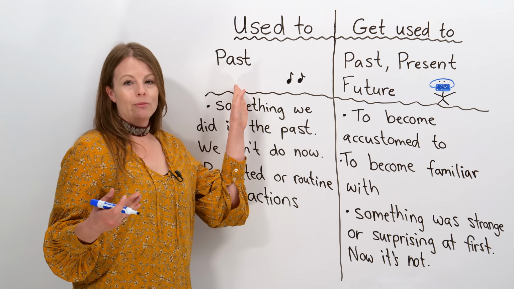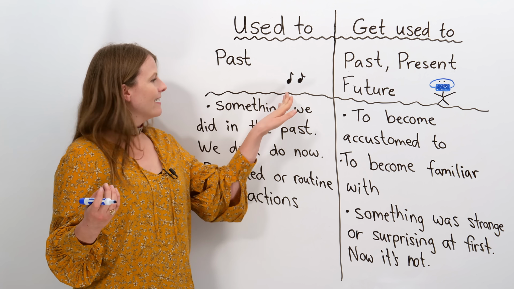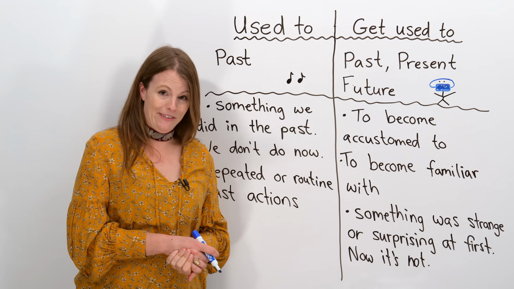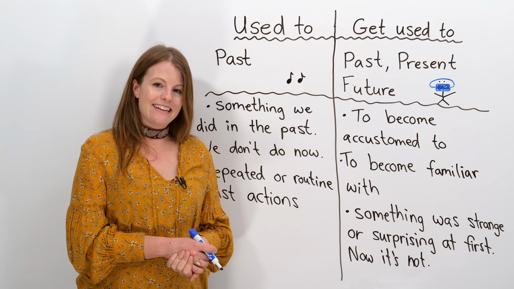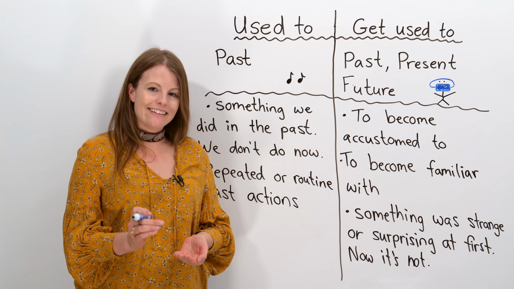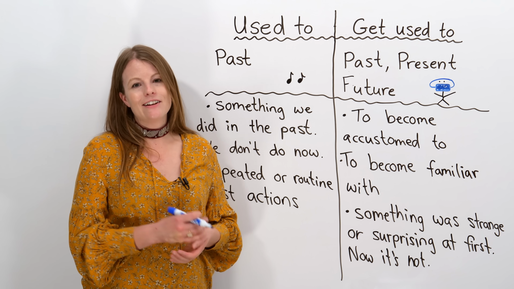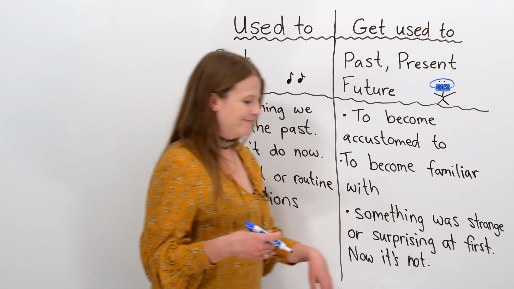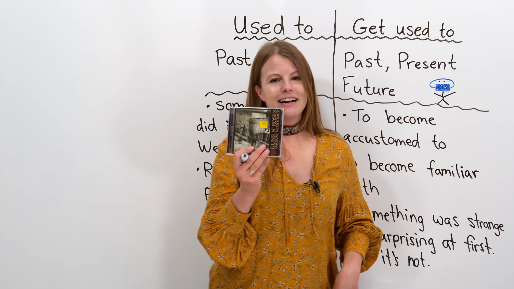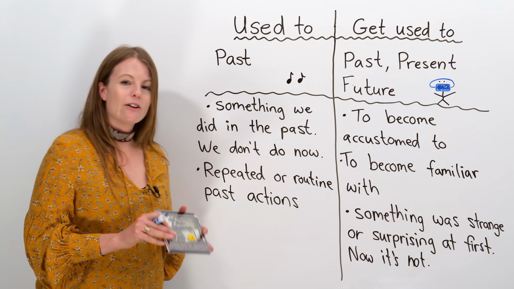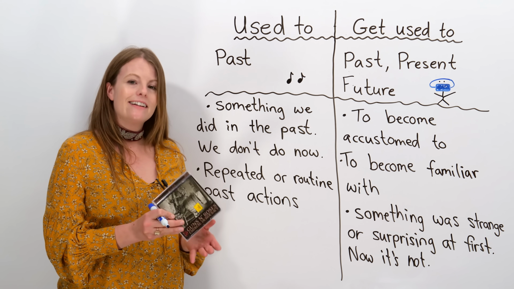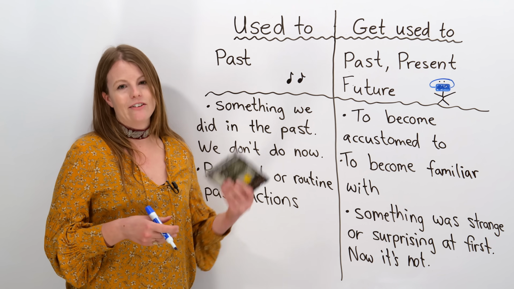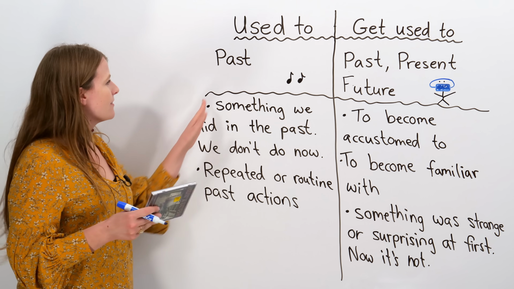So we'll start with used to. In the past, you see I have the music symbols here. How do you think I used to listen to music? Well, when I was in high school, I used to listen to CDs. For those of you who are really young, you might not know what a CD is, so let me grab one for you. I have here my Guns N' Roses CD. So I used to use a CD player, and I used to lie down on my bed and listen to Guns N' Roses. I'd listen to their CD. So that's how we use used to.